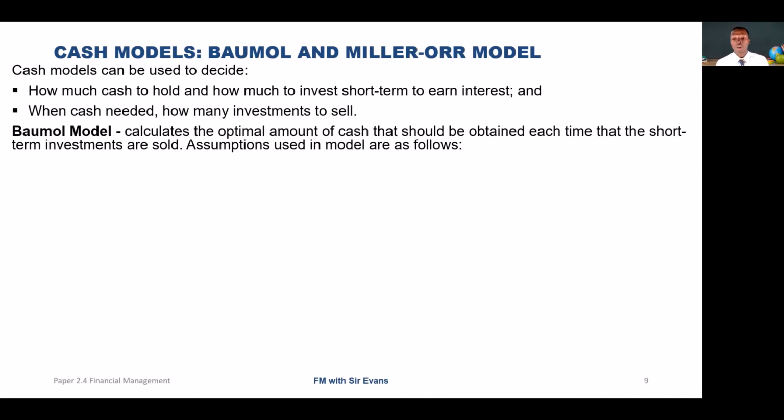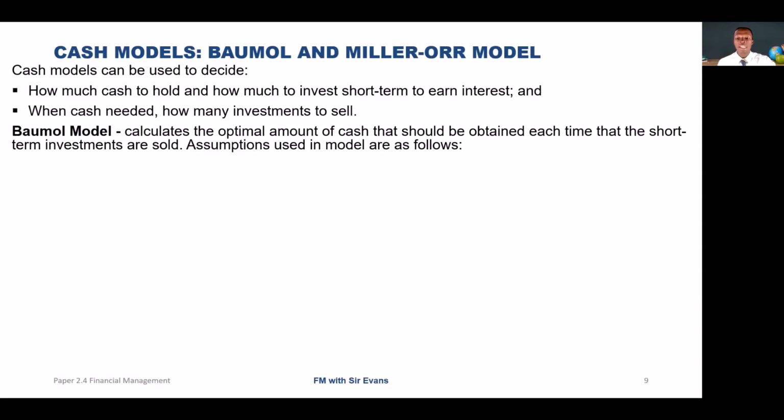The Baumol cash model is based on similar principles to the EOQ model used for inventory control. It assumes that a company spends cash regularly on expenses, and that to obtain the cash, it has to sell short-term investments. The purpose of the Baumol cash model is to calculate the optimal amount of cash that should be obtained each time that the short-term investments are sold.